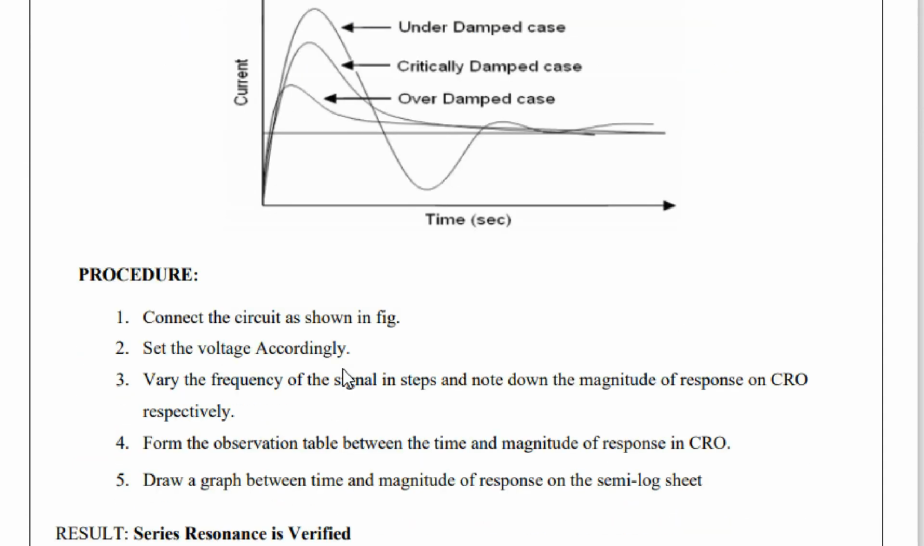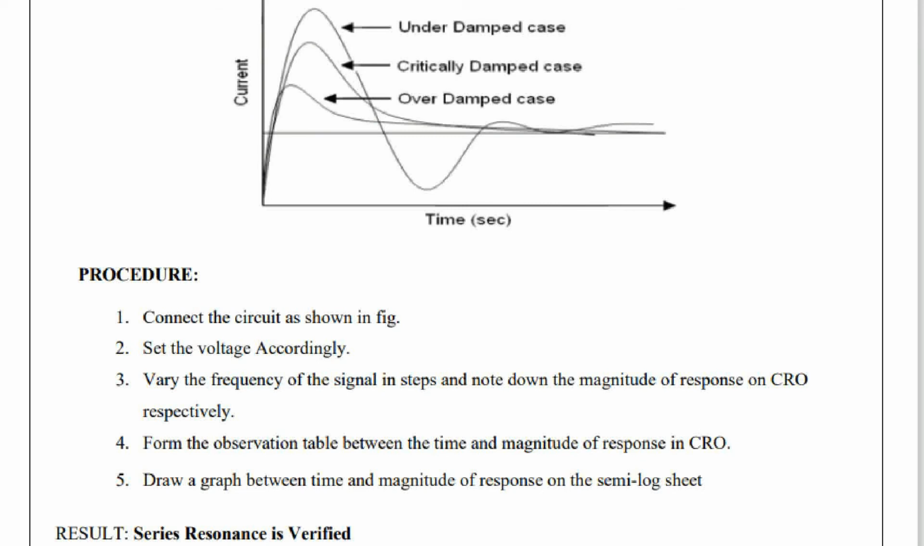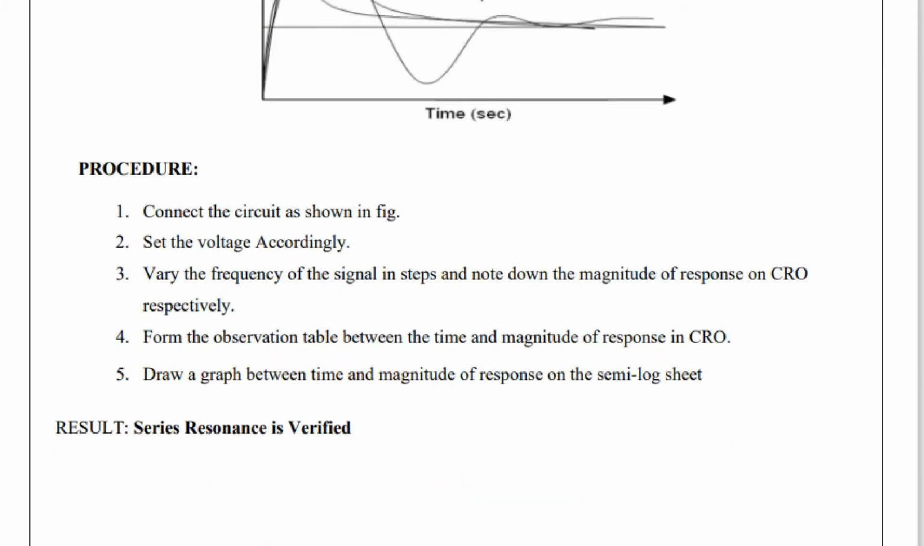Connect the circuit as shown in the figure and set the voltages accordingly. Vary the frequency of the signal in steps, and note down the magnitude of the response in the CRO. From the observation table, draw the graph between time and magnitude of the response on semi-log sheet. So let us see practically, let us do this transient response in the lab experiment. Let us continue with the lab experiment.